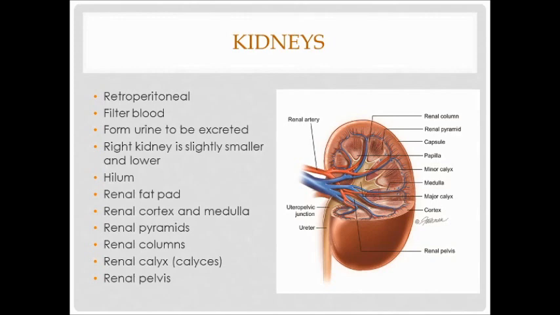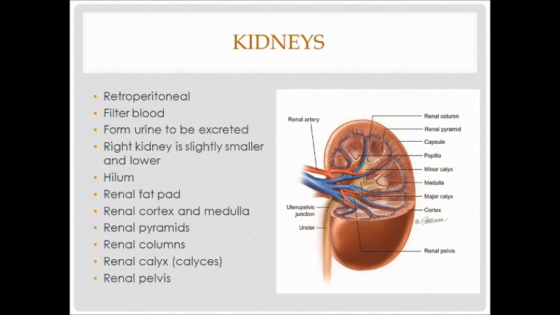The right kidney sits a little bit lower than the left kidney, and it's a little bit smaller because the liver is on that side of the body, and the liver is quite a large organ, so it has to make room. There are a lot of different parts of the kidney itself. It sits within a fat pad which protects it. The hilum is the part of the kidney where the blood vessels are entering.